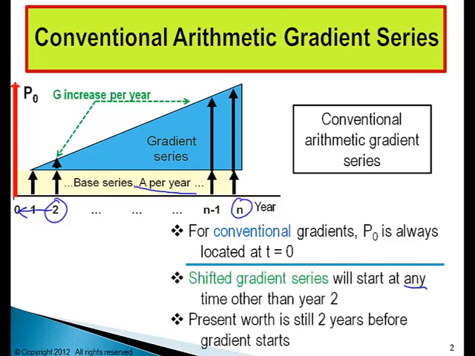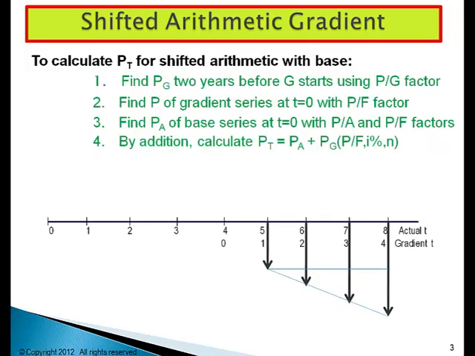Well, it will start at any time other than year 2, but the present worth will always still be 2 years prior to when the gradient starts. Here is a shifted arithmetic gradient. It has a base amount in the years 5 through 8 and a gradient started in year 6. The timelines have been labeled as actual years from 0 through 8 and gradient years from 0 through 4. Gradient year 2 is the same as actual year 6.